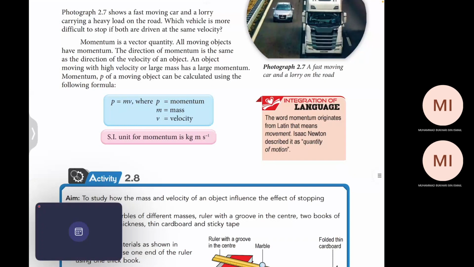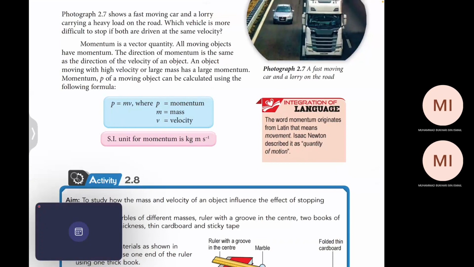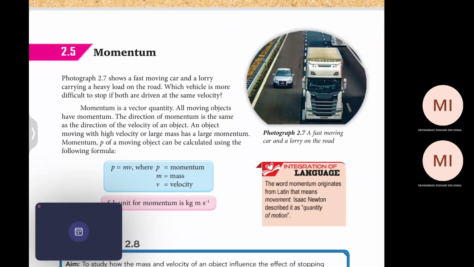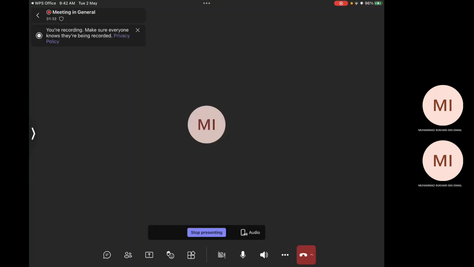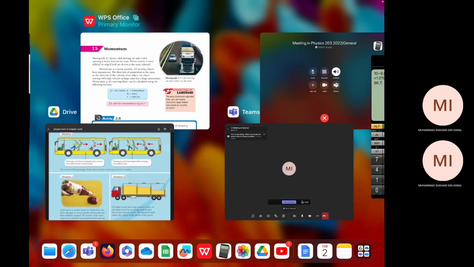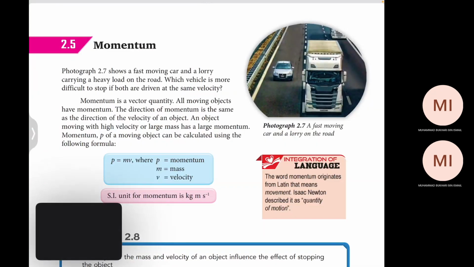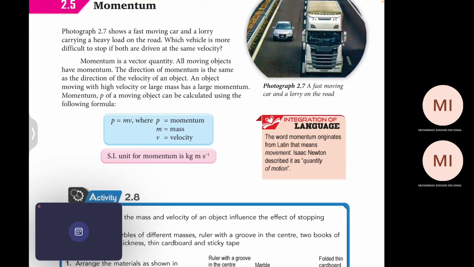Okay, get ready, everybody. The next topic that we will learn is momentum. Momentum. Okay, momentum.